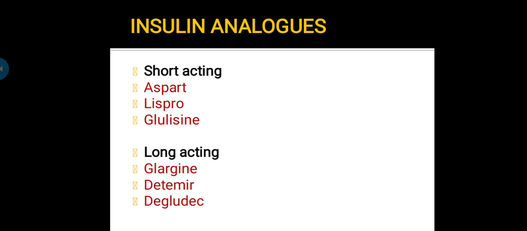So there are some amino acid modifications in this insulin structure, either to increase the duration of action or to cause more rapid onset of action. Short-acting insulins like Aspart, Lispro, Glulisine: the purpose of making these analogs is to give them a more rapid onset of action and also a brief duration of action. Rapid onset will take care of better postprandial hyperglycemia, and shorter duration will cause less chance of hypoglycemia as compared to regular insulin.